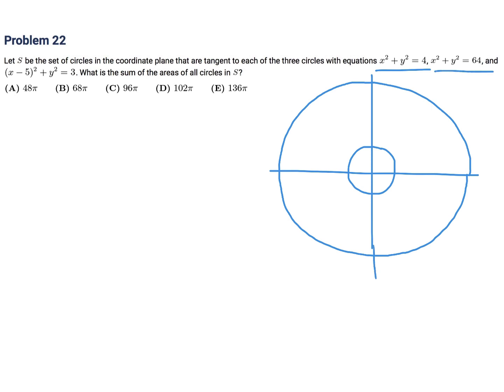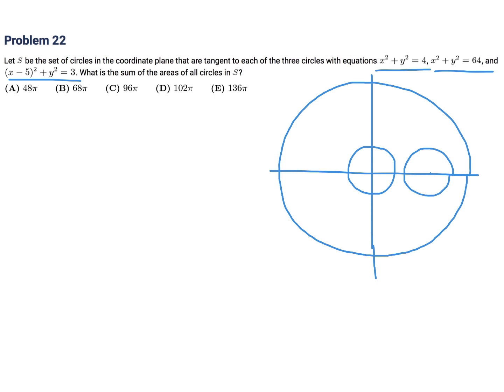And then you got this one, where it's not at the center anymore. The center is now 5, 0, so somewhere here. And its radius is root 3. So it's going to be something like this. Yeah, it's going to be a smaller circle. I don't know if that looks smaller, but you guys get the idea. I'm just trying to illustrate it with a diagram. It doesn't have to be super accurate. Okay, so those are the three circles.